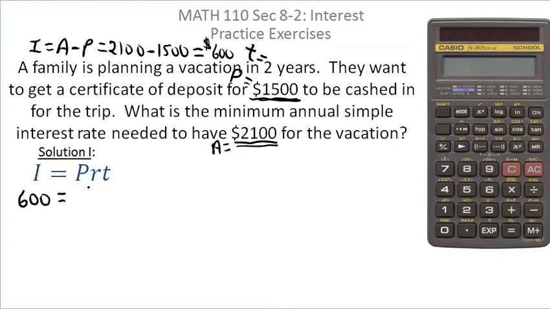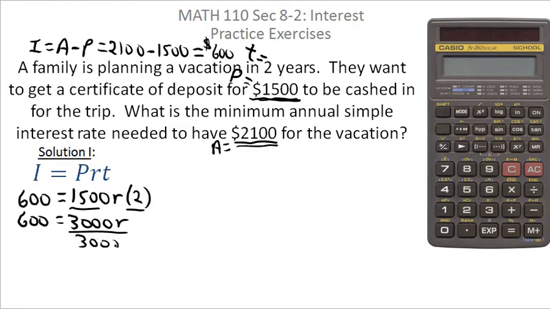The principal is $1,500. The interest rate is what we're solving for, so we'll call that R, and the time is 2 years. So I end up with 600 is equal to 1,500 times 2. Again, I can do that in my head. 3,000 R. And to solve for R, I will divide both sides by 3,000. So I'll end up with R is equal to 600 divided by 3,000.